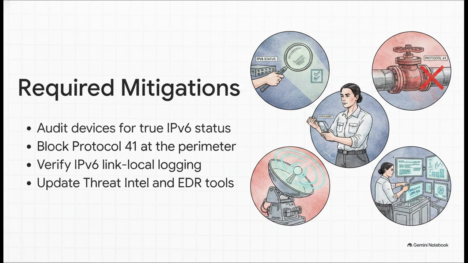First, start with a massive, comprehensive audit of all your network devices, container environments, and cloud security groups to find out their true IPv6 status. Do not just assume it's disabled. Next, block those tunnel protocols, specifically Protocol 41, right at your perimeter. Third, verify that your SIEMs and logging pipelines are actually ingesting IPv6 link local traffic. And finally, explicitly update your threat intel platforms and EDR tools to look for IPv6 address formats.